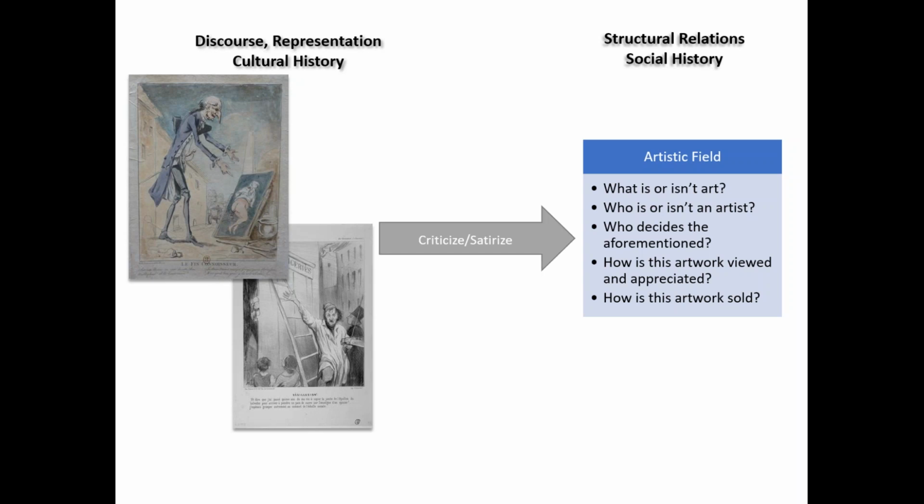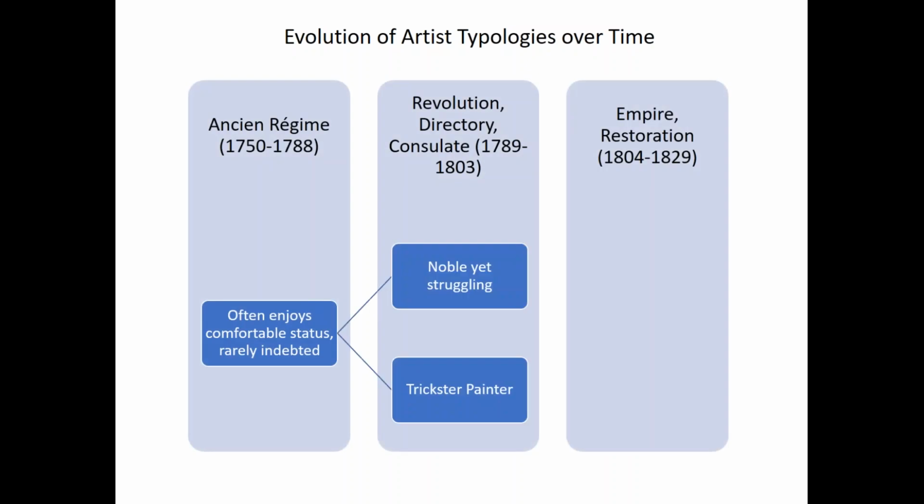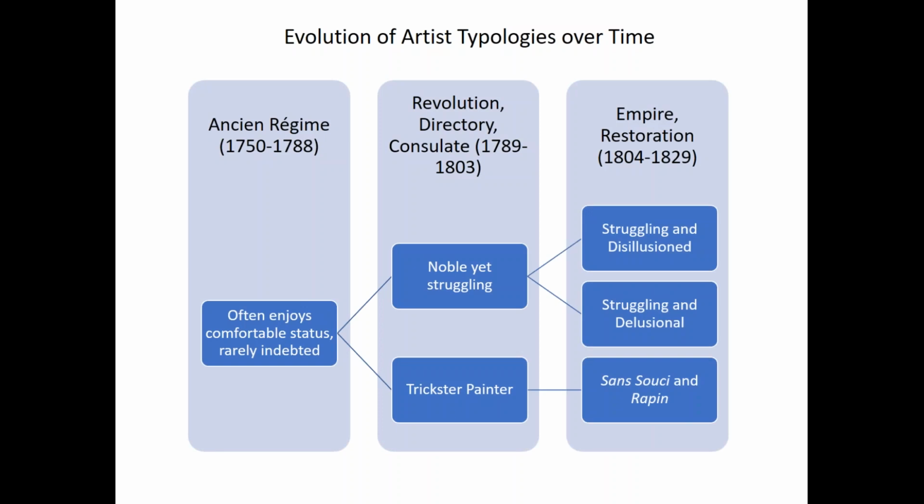And so it began to become clear to me over the course of my dissertation work that my images demonstrated a kind of evolution of artistic typologies over time, and that this evolution of artist typologies was really revelatory of structural relations and their precarity and their transformation across political regimes. So to give you a very schematized sense of how my research shows that this evolved over time, in the Ancien Regime, for instance, we might see more representations of an artist who seems very comfortable and isn't indebted or financially struggling.